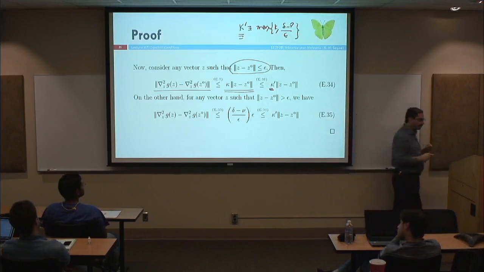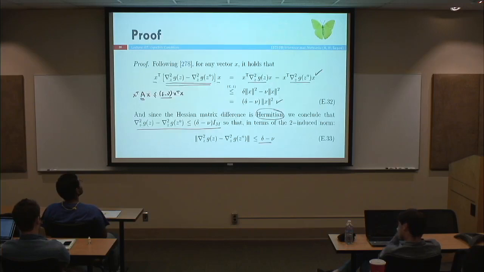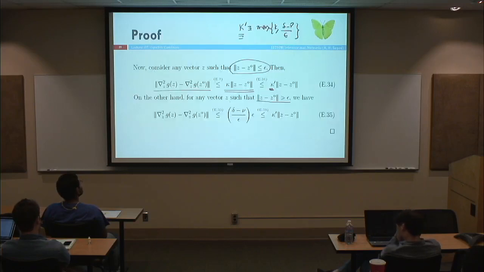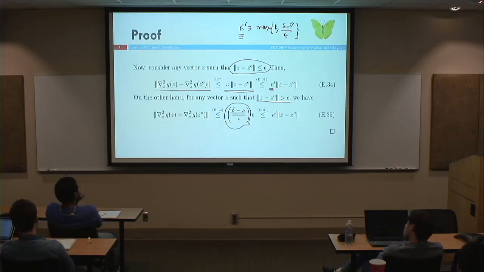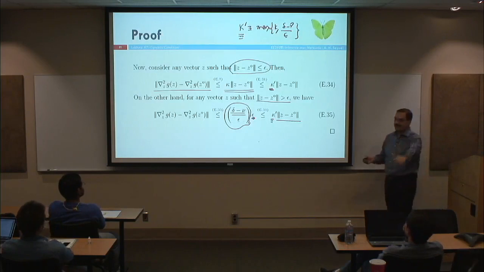If z is outside that region, then I use this property here that I just proved. Okay. The norm is less than or equal to delta minus nu. So I divide by epsilon and multiply by epsilon. And again, this quantity here is upper bounded by kappa prime, and this quantity here is upper bounded by the norm of z minus z0. So either way, you get the same relation, right? And you establish the lemma.